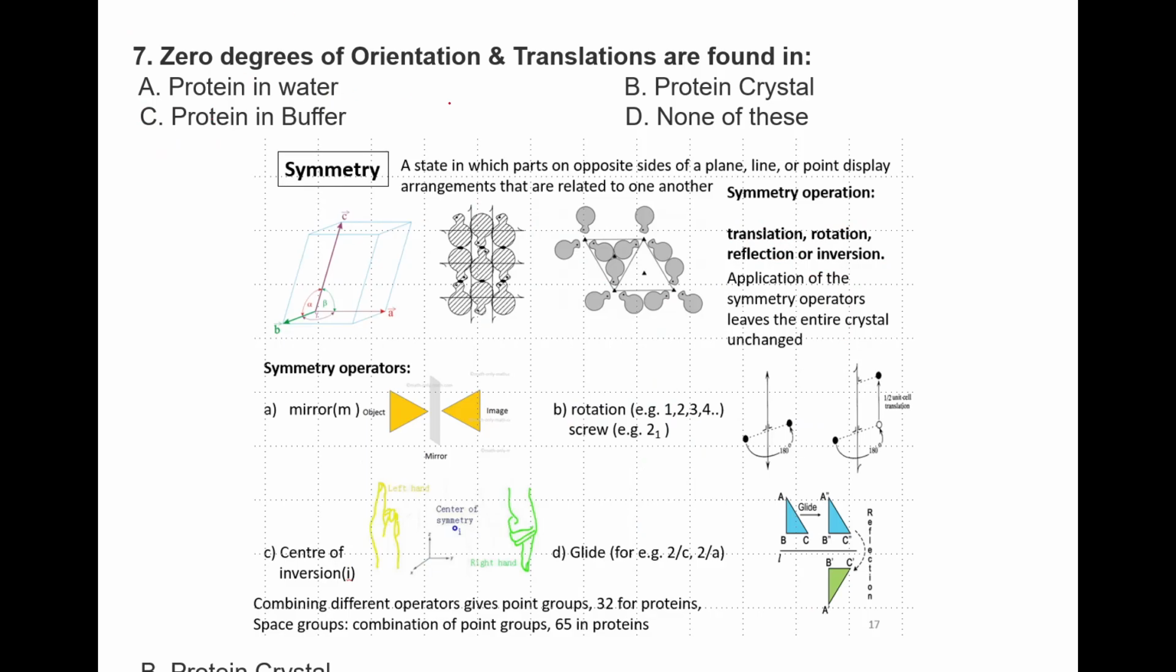Then, zero degrees of orientation and translations are found in... This I need to discuss with you. Let me give you a nutshell. Okay, so the seventh question I will discuss with you later. Hold for a few minutes, because going into the symmetry you need a little bit of knowledge.